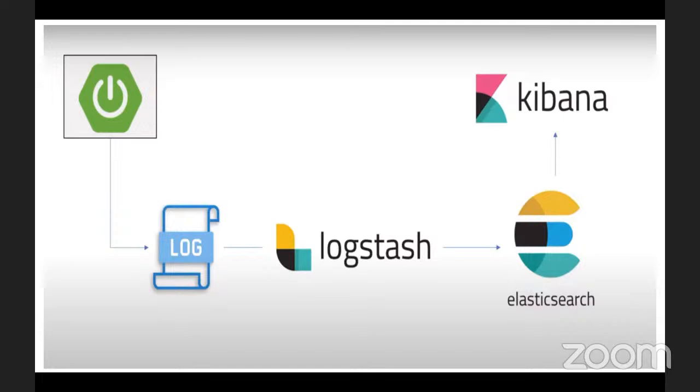Let me give you one small overview again. Spring Boot is giving log files. A microservice is giving log files. Microservice 1, microservice 2, microservice 3, whatever it may be. Something is going to collect all the log files from this particular place, and it is going to send them to Logstash. Logstash is collecting the information.